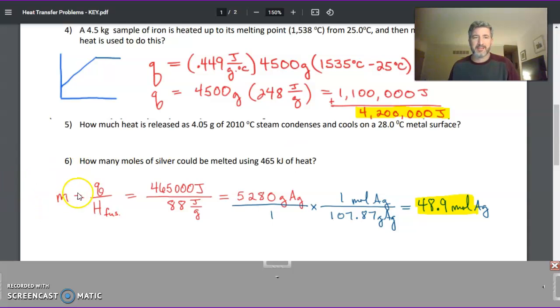So I have mass equals Q divided by heat of fusion because we're talking about melting. And so then I just plug in my joules, which is 465,000 because I had 465 kilojoules. And then this number in the bottom comes from my thermal properties table, and it's the heat of fusion for silver. It's only 88 joules per gram, so it's pretty small heat required per gram to melt silver once you get it to its melting point. And so then I just divide, and I get 5,280 grams of silver. And using the periodic table, I can easily convert that to moles, and I get 48.9 moles of silver.